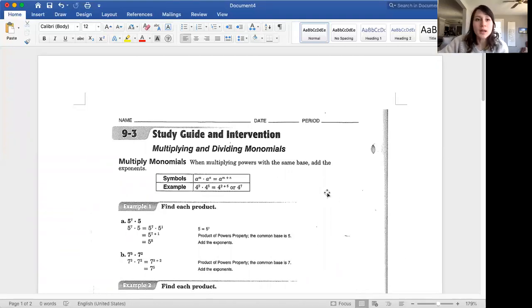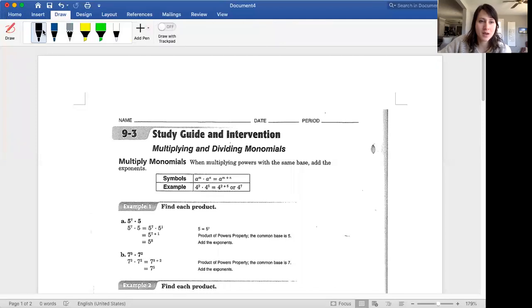When we're multiplying and dividing powers with the same base, there are some cool things that we see. Here's an example: let's say I have 5 to the third power times 5 to the second power. If I break these down like we did in our last lesson, into the simplest forms, it would be 5 times 5 times 5, and then I'm multiplying this by 5 to the second power, which is 5 times 5.